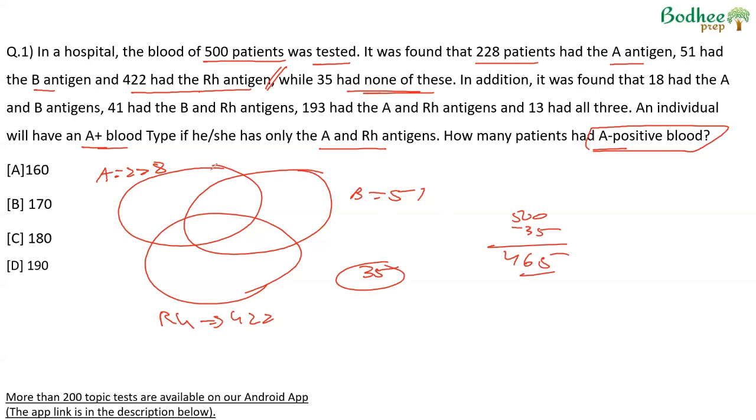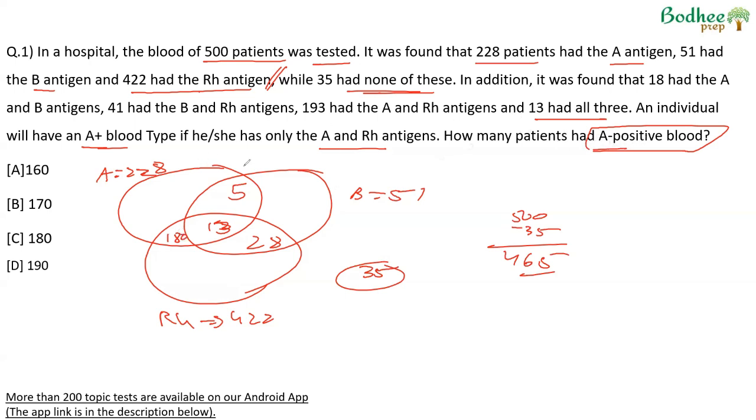18 had A and B. Let us start with all three. 13 had all three. So we write 13 here. 18 had A and B, out of which 13 are here. So 5 will be here. Only A and B. 41 had B and RH. 13 are here. So 28. 41 minus 13 will be only B and RH. 193 had A and RH. So only A and RH will be 193 minus 13, which is 180.